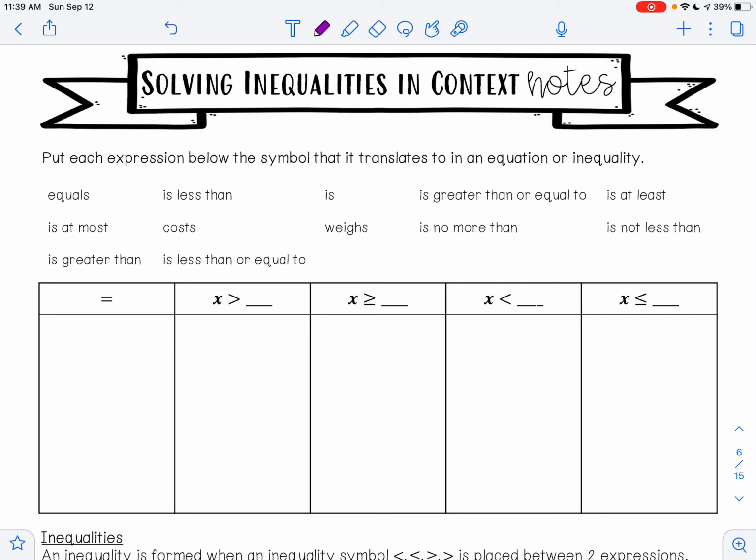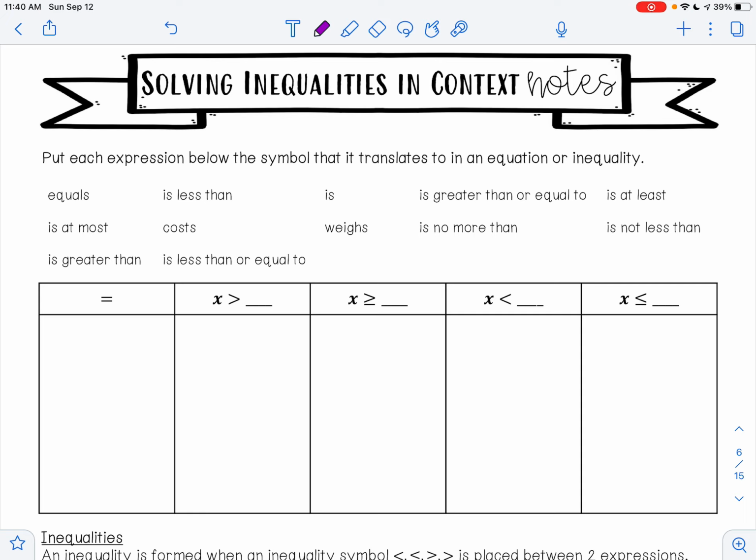Hello, in this video we are going to be talking about solving inequalities in context. So that means we're going to be doing word problems with inequalities. This first example says put each expression below the symbol that it translates to in an equation or inequality.